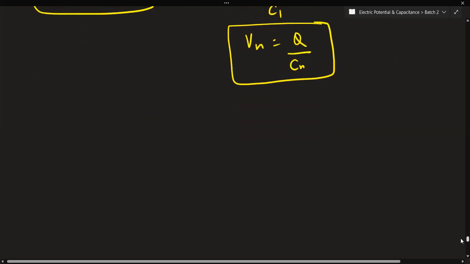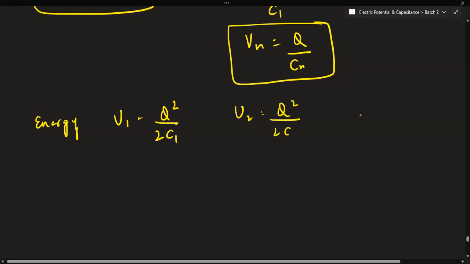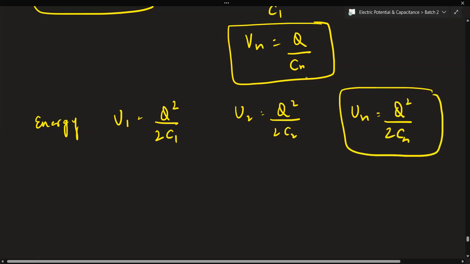If we talk about energy, it was in terms of, let's say, Q and C. It was Q square divided by 2C, if you remember, half Q square by C. So across individual capacitors, just calculate in this manner. Q square will be the same, divided by 2C1. For U2, it will be Q square divided by 2C2. For Un, take charge square divided by 2Cn. See, are you able to observe? Charge is remaining the same. Only the capacitance is getting different.